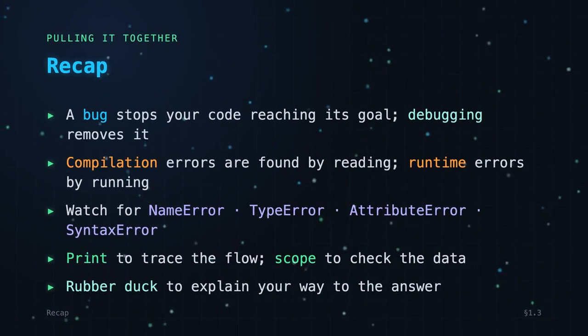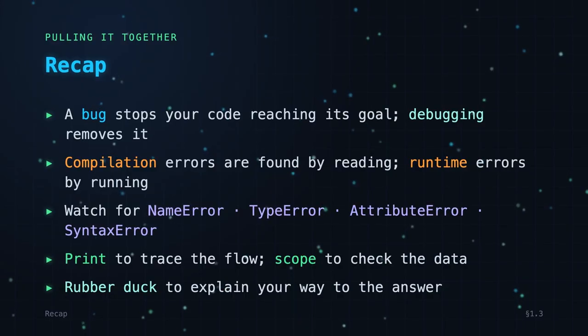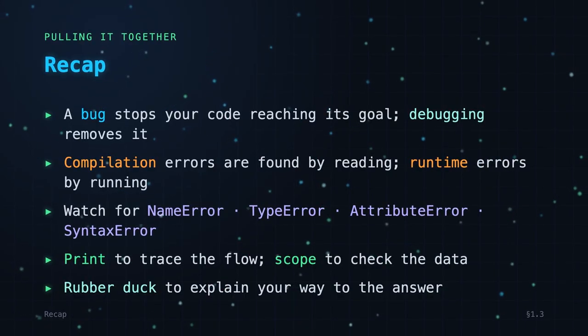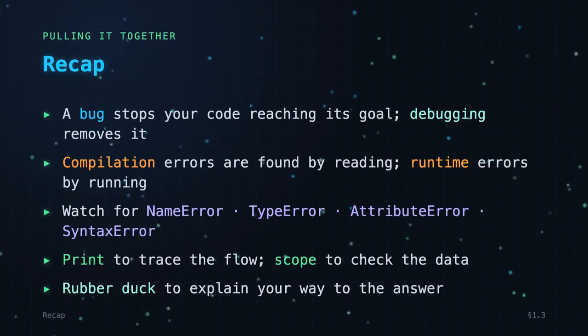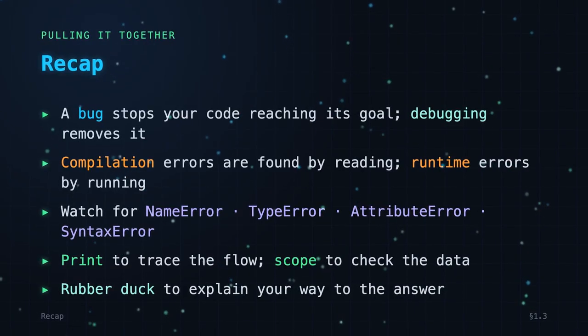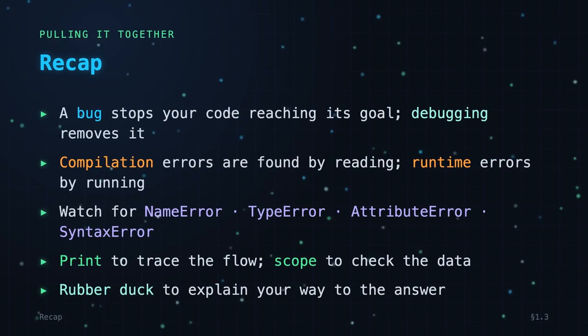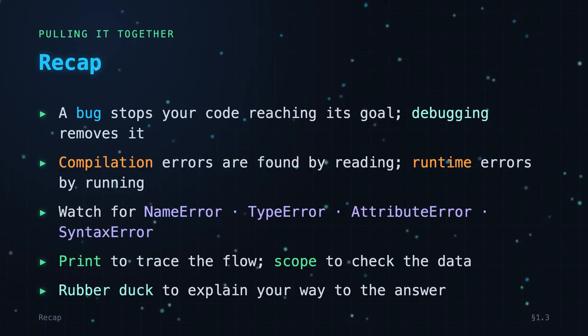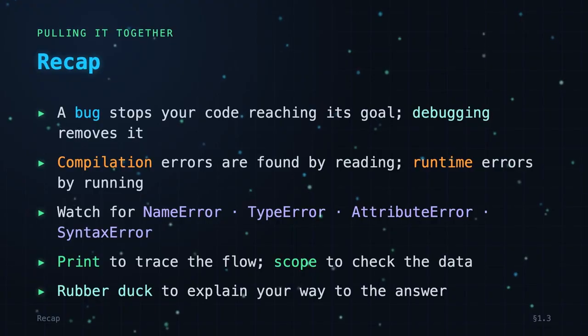Let's recap. A bug is a mistake that stops your code reaching its goal. Debugging is finding and removing it. Errors split into compilation errors, found by reading the code, and runtime errors, found only by running it. Watch for name error, type error, attribute error, and syntax error. And keep 3 tools handy: print debugging to trace the flow, scope debugging to check the data, and rubber duck debugging to explain your way to the answer.